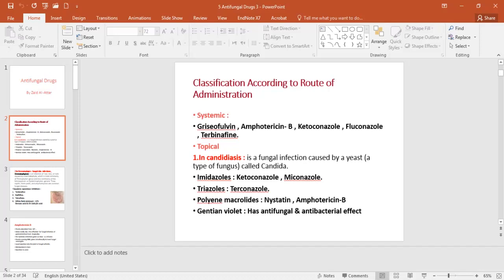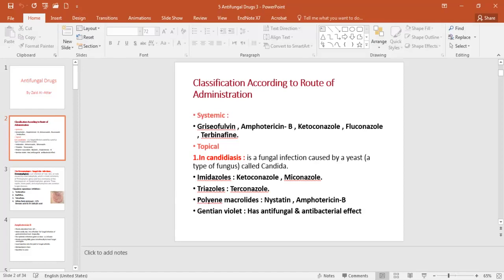Inside the GIT, this is called for topical use. The systemically used drugs are Griseofulvin, Amphotericin B, ketoconazole, fluconazole, and terbinafine. While for topical use, they are divided into those used for treatment of candidiasis. What is candidiasis? Candidiasis is fungal infection caused by yeast. It's a type of fungus called candida.